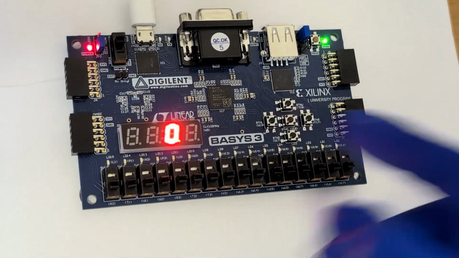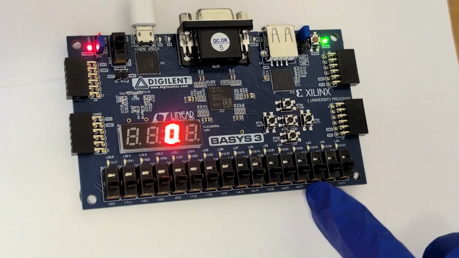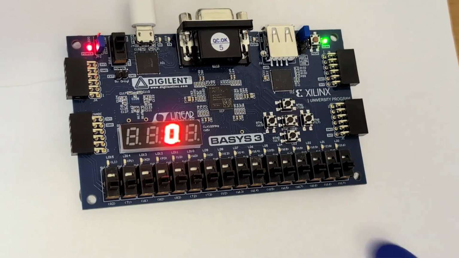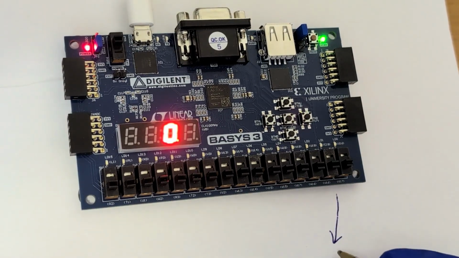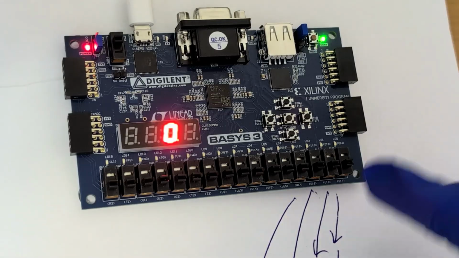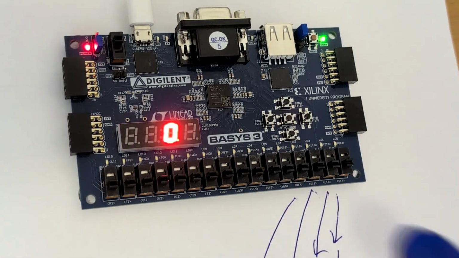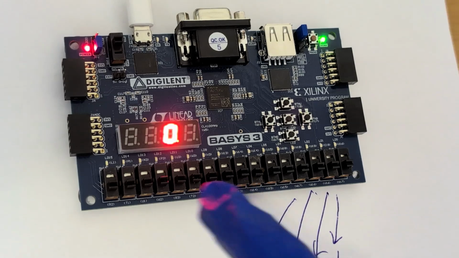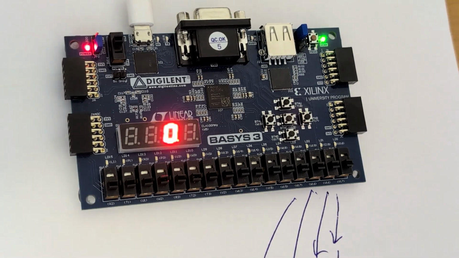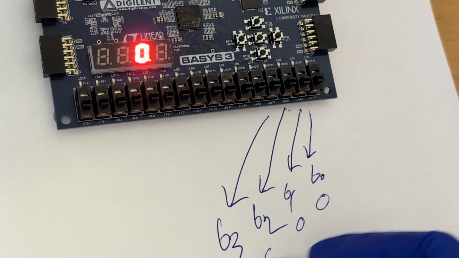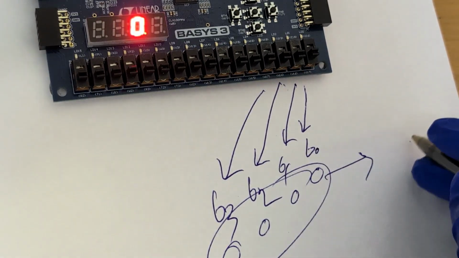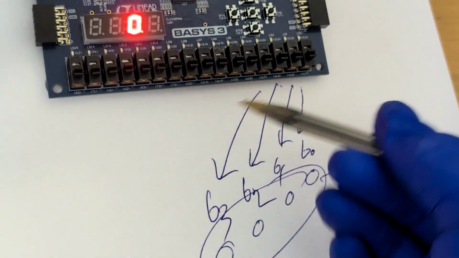It should show 0. These are the 4 switches. We are treating them as a 4-bit binary input. Let me write something. This switch is B0, I mean the rightmost is B0. This is B1, this is B2, and this is B3. Currently all these switches are in the 0 position, so this is 0 0 0 0, 4 zeros. So what is the hex value for the 4 zeros? If you convert this 4-bit binary number to hex, it should be 0, right? That's why it's showing 0 right here.